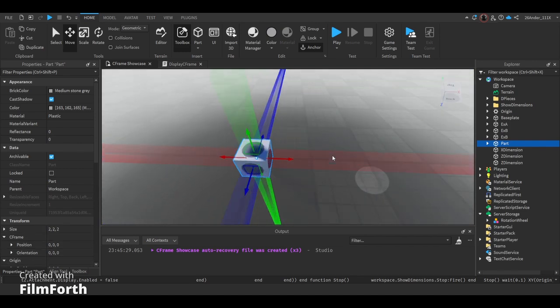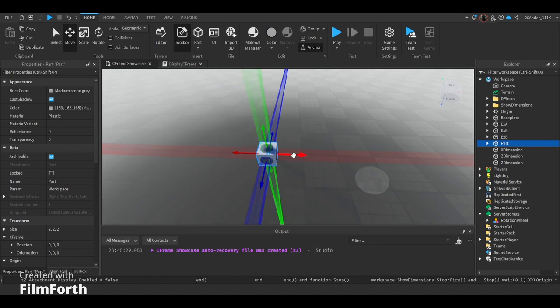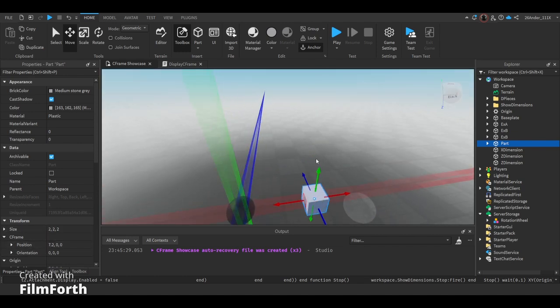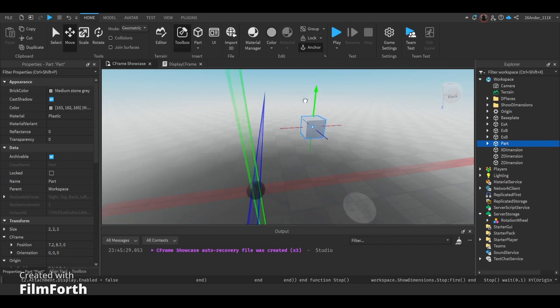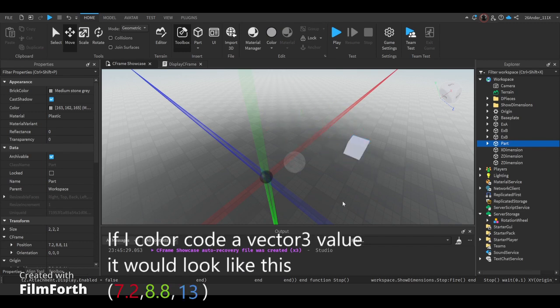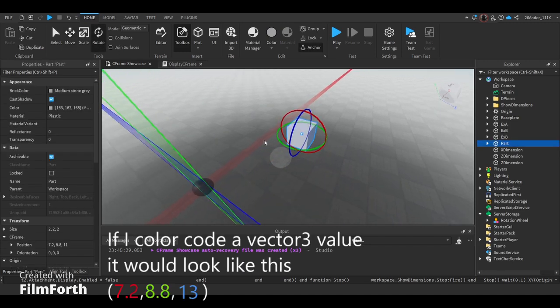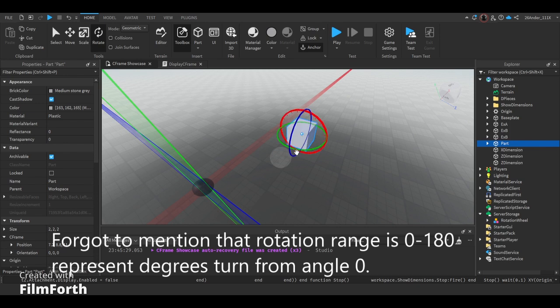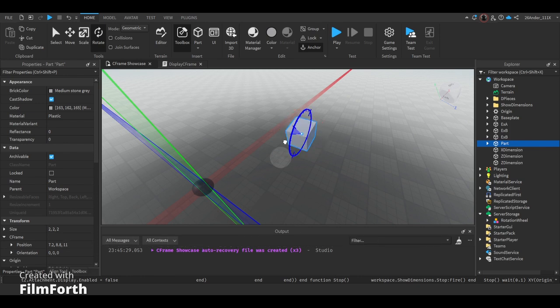So the first number, the X-axis, is represented by the color red. As you can see, when I move the red arrow, it changes the first number. The second value, represented by green, is the Y-axis, and the third value, represented by blue, is the Z-axis. Same goes with rotation. X-axis, first number, red. Y-axis, green, second number. Z-axis, the last number, represented by blue.